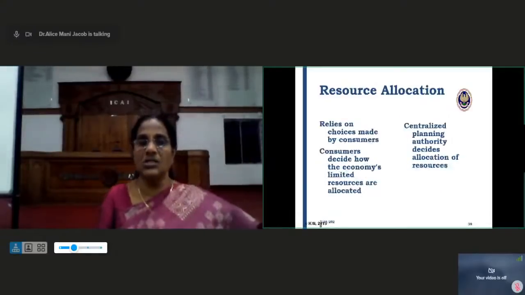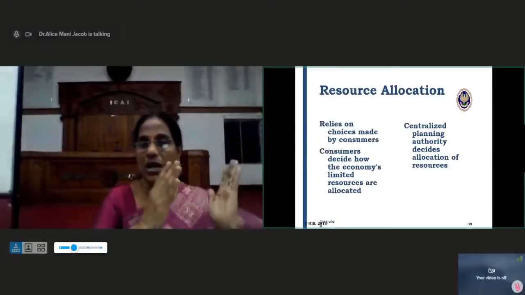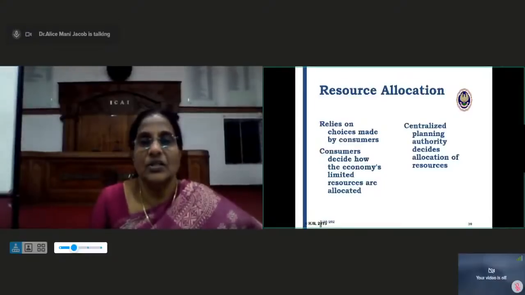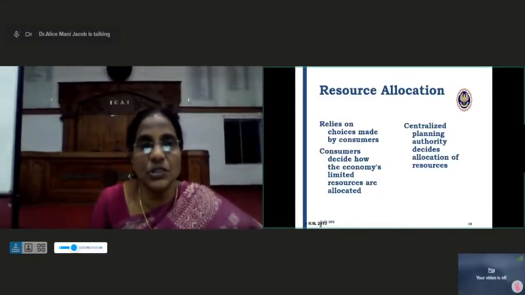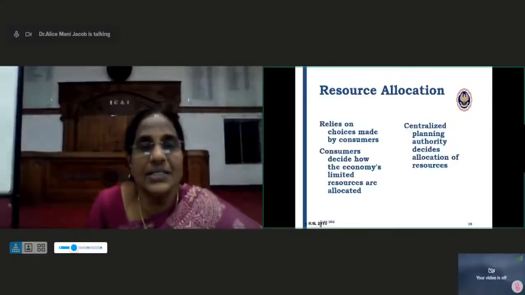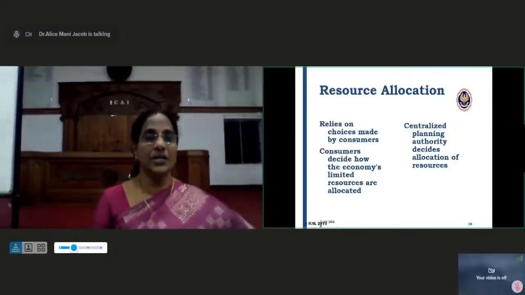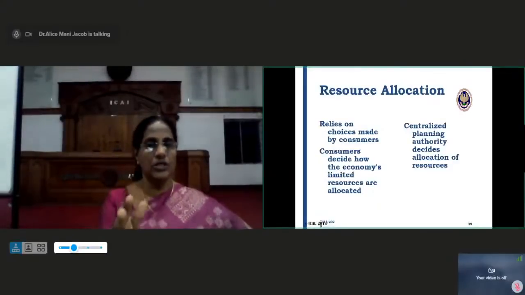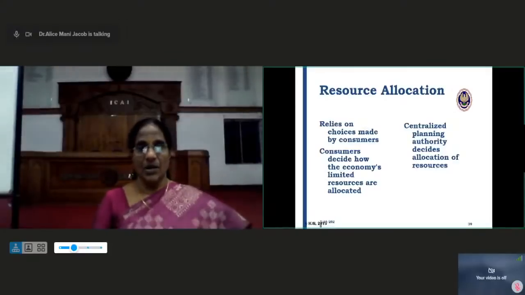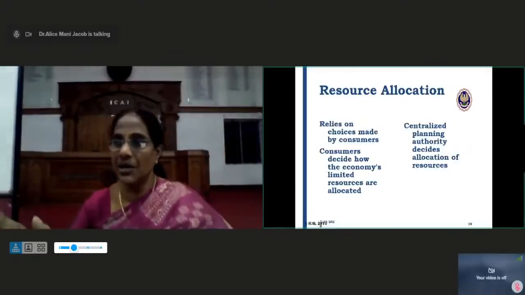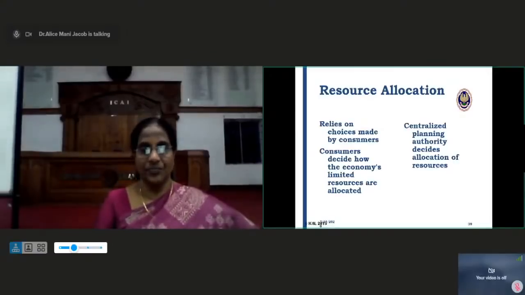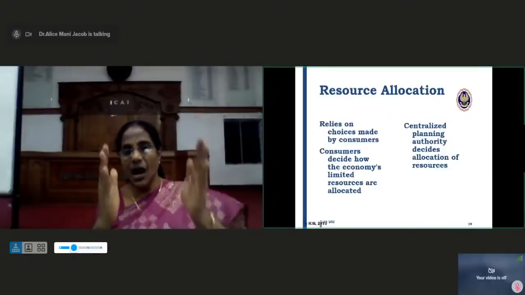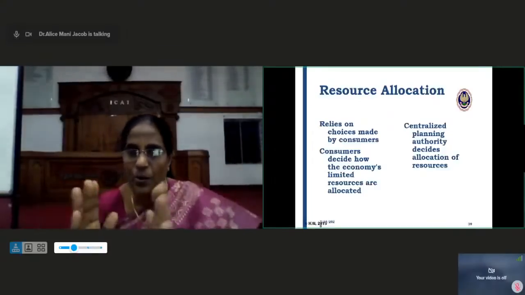Next one is resource allocation. How are the resources allocated? Resource allocation is done by consumer choice. What is consumer choice? A consumer decides that we want air conditioners. Then the pulse is felt by the producers. The producers will produce air conditioners. So resources will move into the production of air conditioners. Clear? So consumers decide how the economy's resources should move.